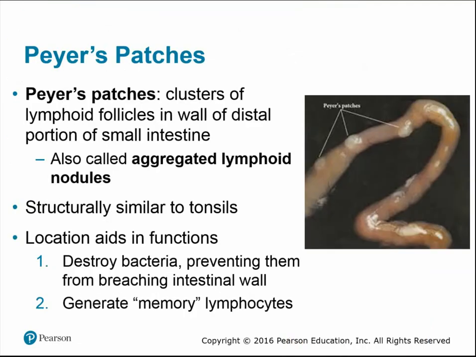Peyer's patches are found in the wall of the small intestine. So they're essentially just lymphoid nodules along the intestinal wall. So they're similar to tonsils. So their location is going to aid in their function. So they destroy any bacteria that may try to get into the bloodstream or breach the intestinal wall. And they can also generate some memory lymphocytes. So if we encounter that same bacteria again, we already have those memory cells for it, so we remember which antibodies to make or how to attack that infection.